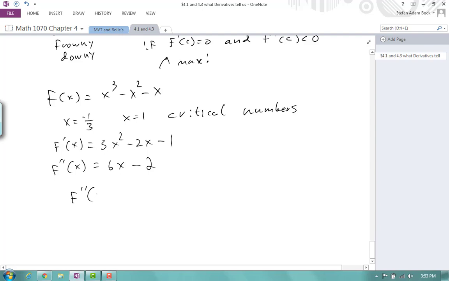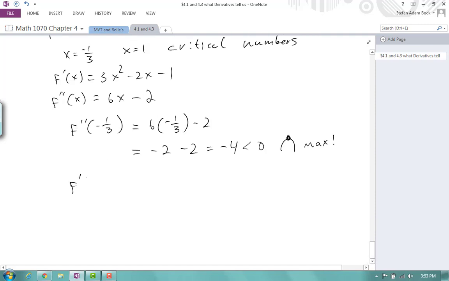So f double prime of negative 1/3 is equal to 6 times negative 1/3 minus 2, which is equal to negative 2 minus 2, which is negative 4, which is less than 0, which is concave down, which means I had a maximum there.